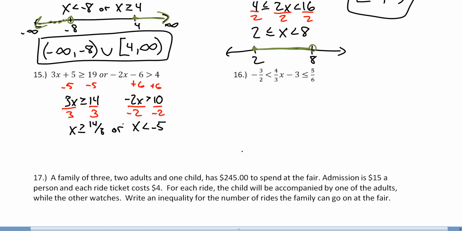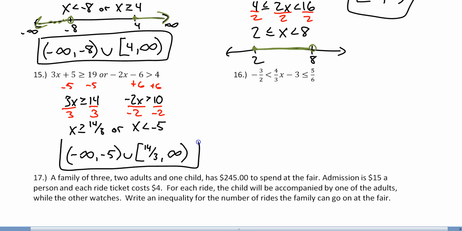But now in terms of interval notation, again, go to the graph if you need to. But hopefully you can see that, okay, if we're less than negative 5, that's from negative infinity to negative 5. Parenthesis for each. The union symbol. If I'm greater than or equal to the 14/3, that's a bracket for the 14/3 and going all the way up to positive infinity. Okay? And that's it.